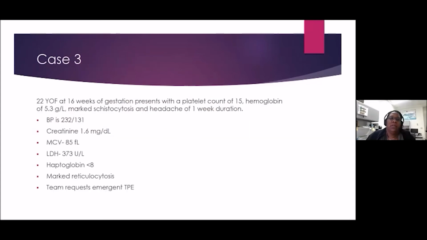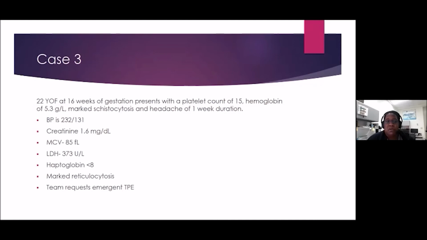Case 3, this was a case that I had the very last week of my fellowship as I was trying to move out of my apartment. I got a call about a woman who was 22 years old, 16 weeks gestation, and she was at one of our sister hospitals. And she had a platelet count of 15,000. Her hemoglobin was bottoming out. She was at 5.3 grams per deciliter, lots of schistocytes, and she had a headache of 1 week duration.